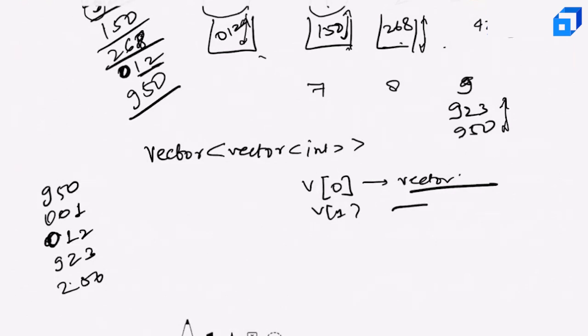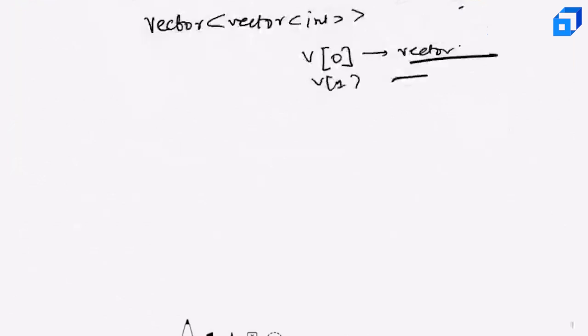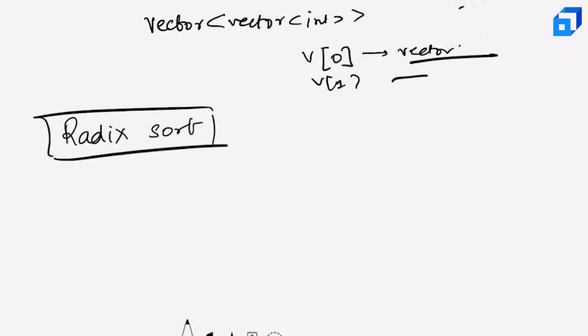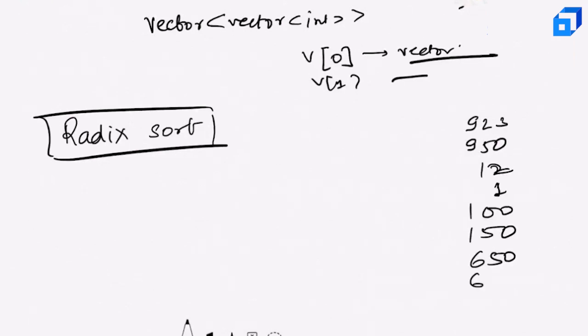Let's take an example. Bucket sort alone isn't enough. Bucket sort paired up with a few observations is actually very powerful. One observation that leads to a sorting algorithm is called radix sort. The way radix sort works, imagine again you have a bunch of numbers to sort. I'll pick the same thing: let's say I have 923, 950, 12, the number 1, 100, 150, 650 and 688. Hypothetically, a bunch of these numbers.